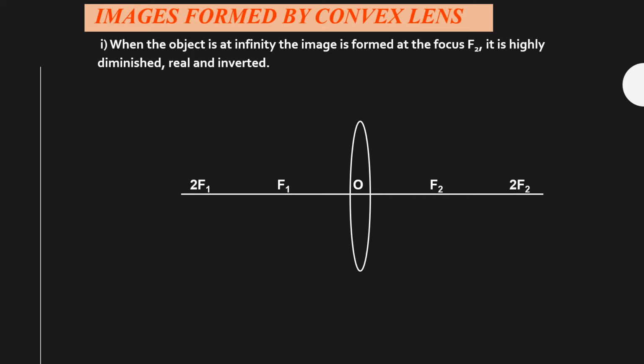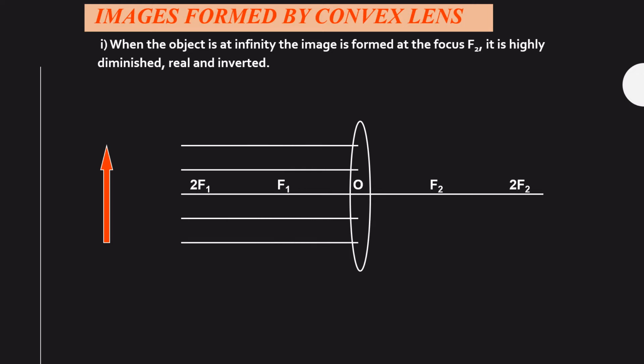In today's session, we shall study image formation by a convex lens. When an object is placed at infinity, the image is formed at f2 focus, that is, on the other side of the lens as the object. Since it's a converging lens, it converges the rays of light, and the image is formed at focus on the other side of the lens. The image is highly diminished or point sized, real and inverted. So this is the first ray diagram. Let's move on to the next position.